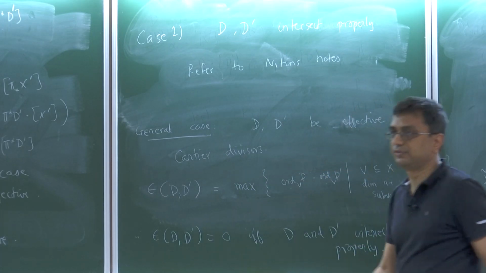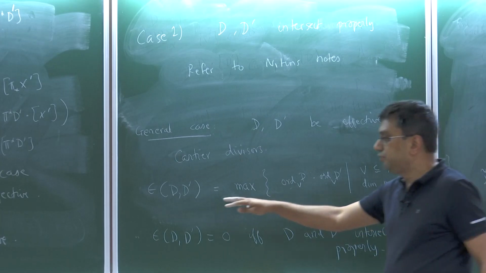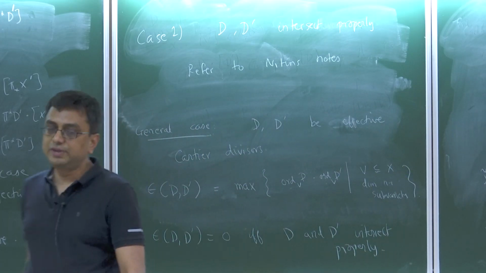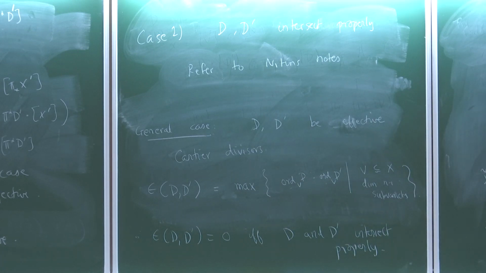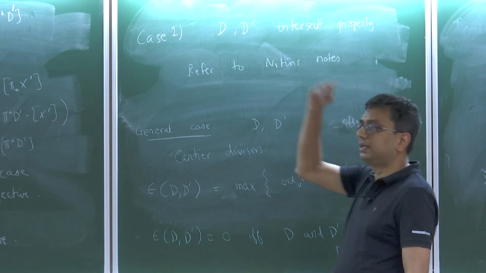Right, if and only if. So this is an integer which, for example, what we are going to do is blow up D intersection D prime. Okay, this subscheme D intersection D prime, and then we'll observe that things get better above.